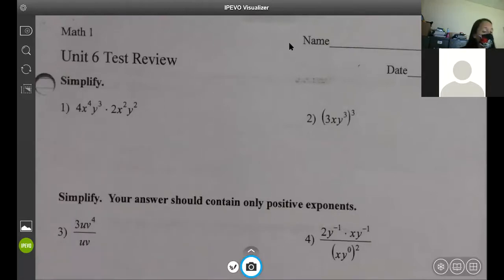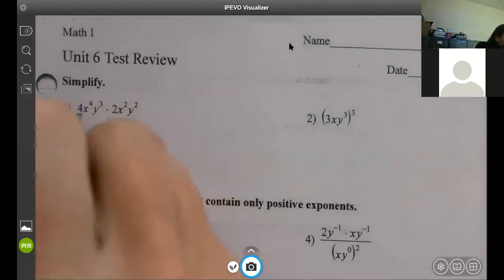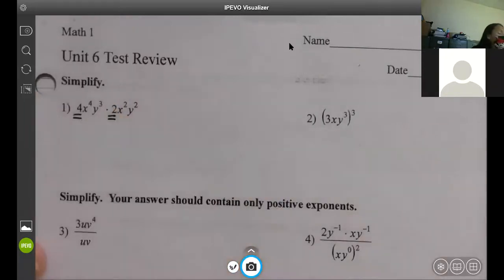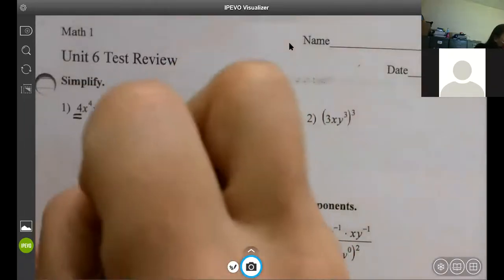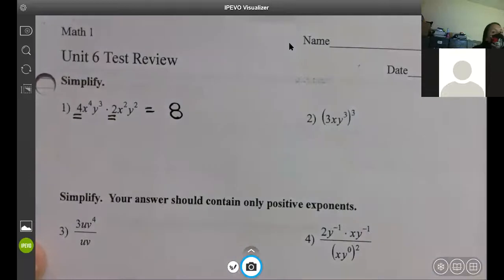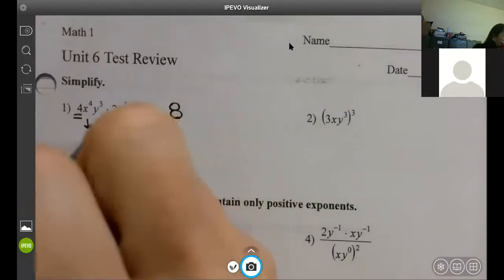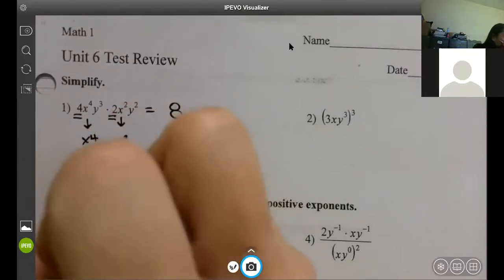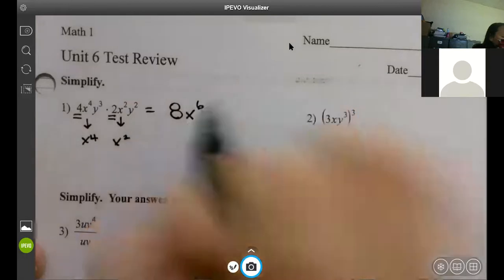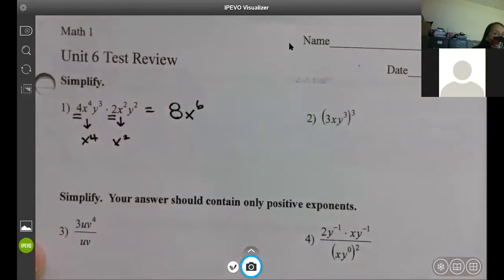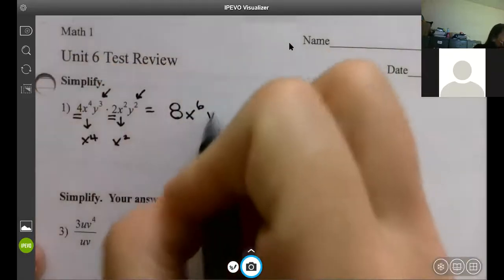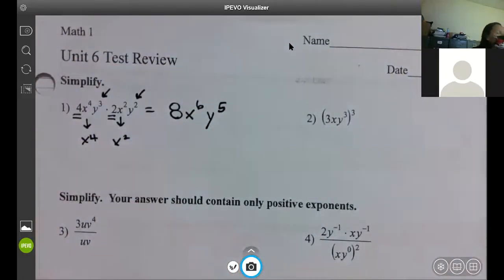So to simplify, the first thing that you guys are going to do is multiply your two numbers. So we're going to multiply 4 times 2, which gives us 8. And then you're going to tell me how many total x's and how many total y's. So in this one, there are 4 x's and there are 2 x's, which makes a total of 6 x's. And then we have 3 y's and 2 y's, which makes a total of 5 y's. That's it.